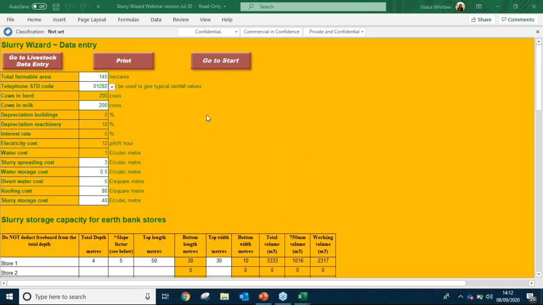So back up to the top of the page, we've entered all that information. We then need to enter the livestock data entry.